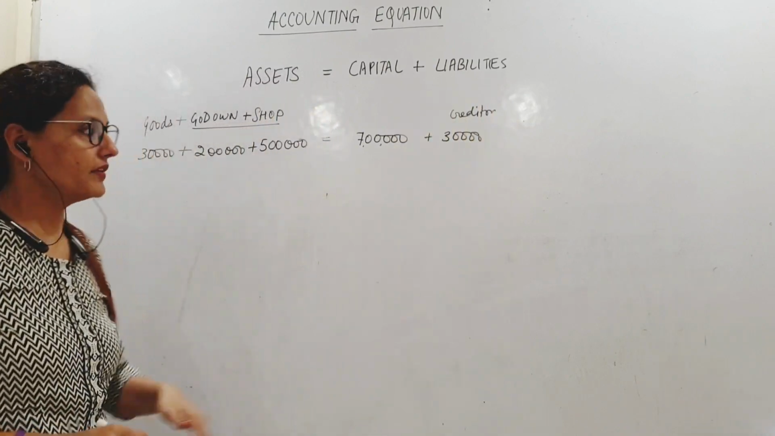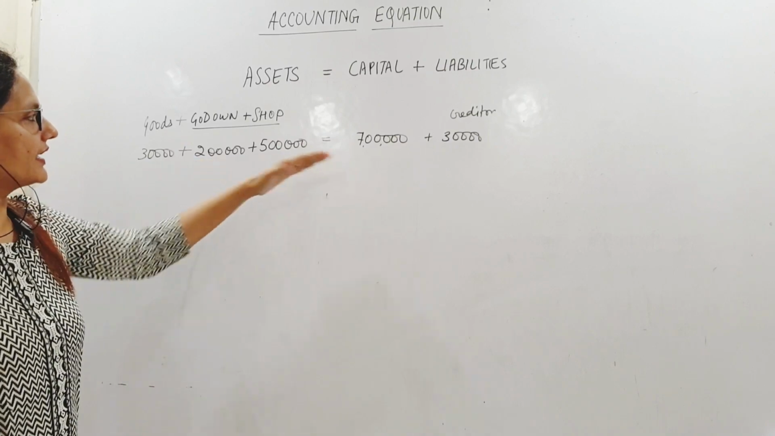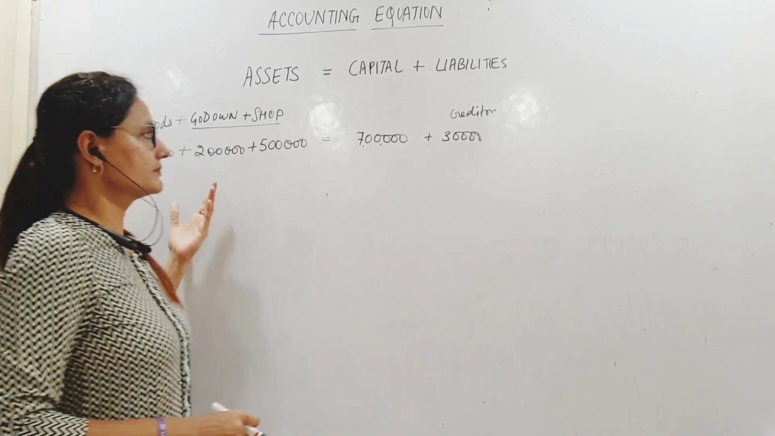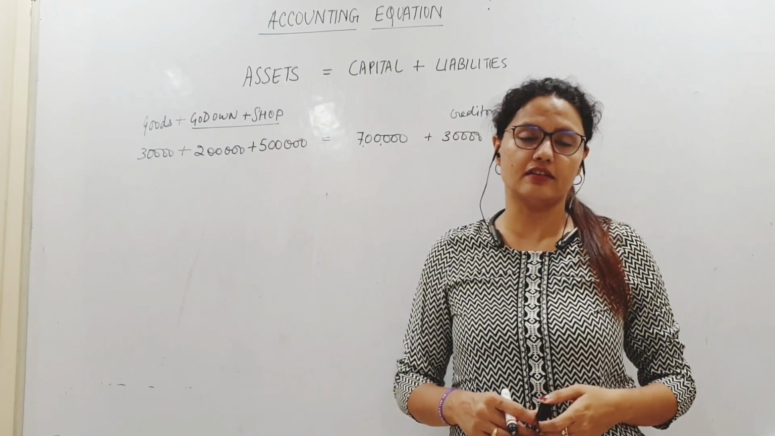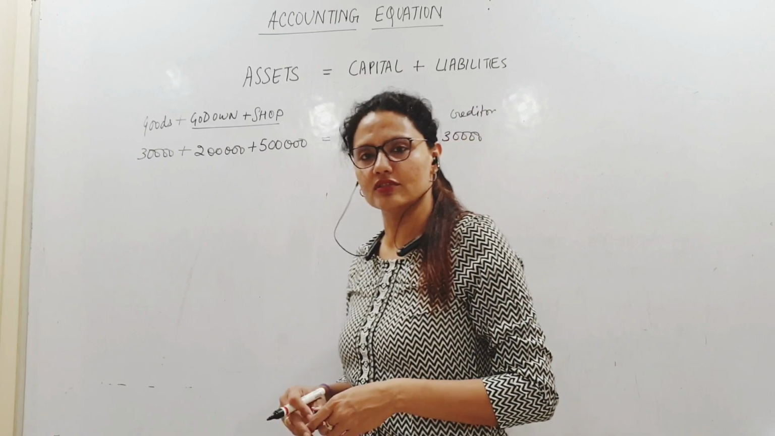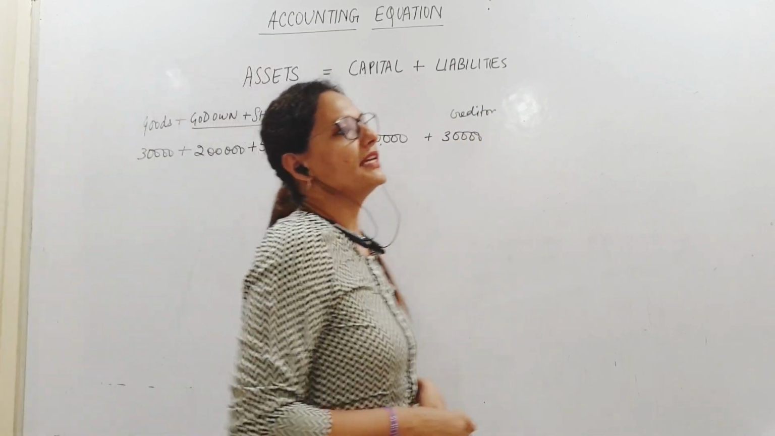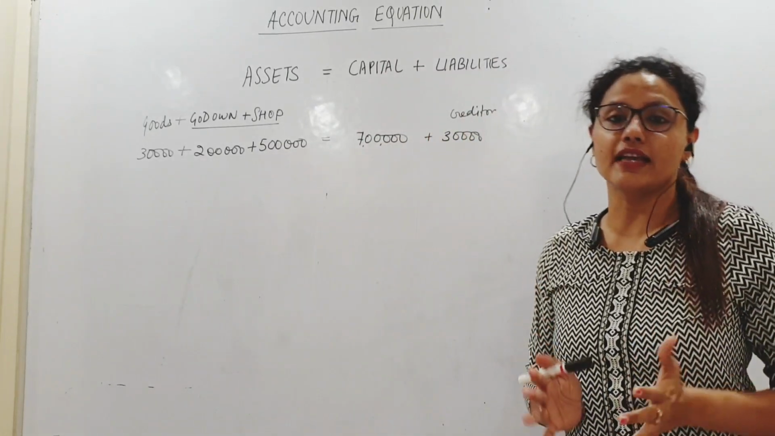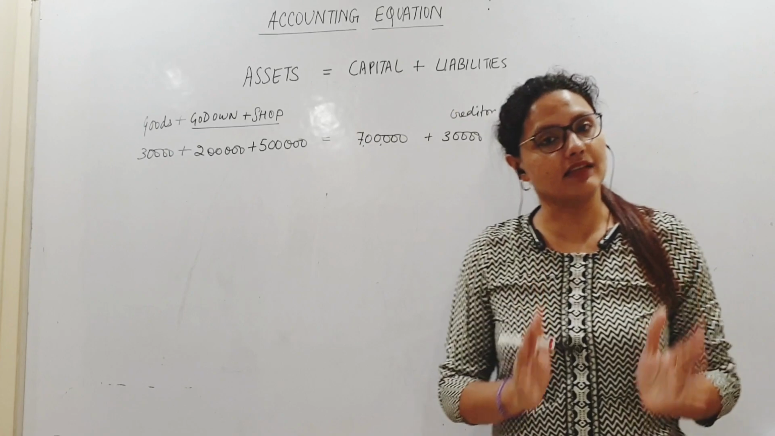Correct? What is the source of this 30,000? This creditor. So now again, my equation is equal. Yes? 7 lakh 30,000 there, 7 lakh 30,000 here. Alright? So here, as far as the syllabus is concerned, it just wants you to understand what is the accounting equation. Obviously, you will not get any sums on this.